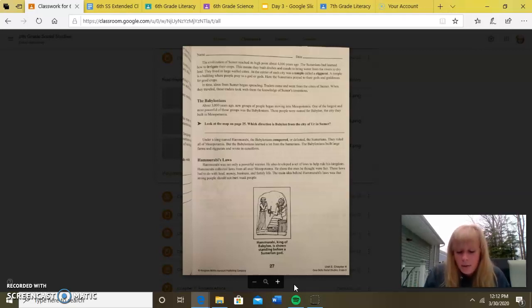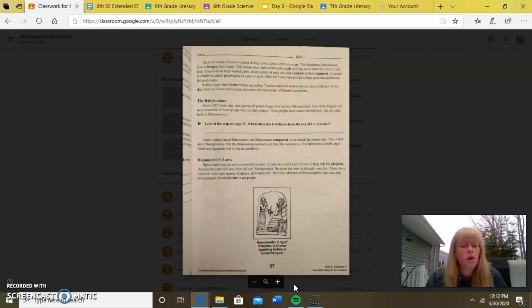Under a king named Hammurabi, the Babylonians conquered or defeated the Sumerians. They ruled all of Mesopotamia, but the Babylonians learned a lot from the Sumerians. The Babylonians built large farms and ziggurats and wrote in cuneiform.